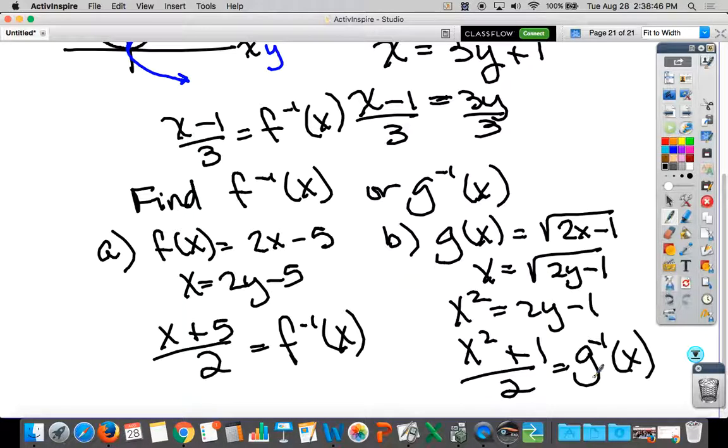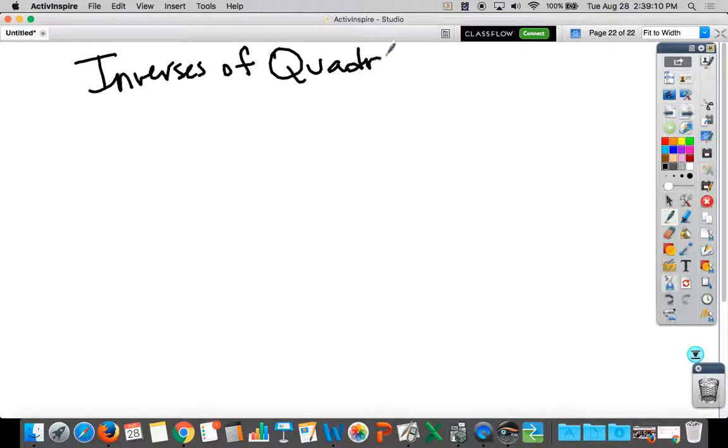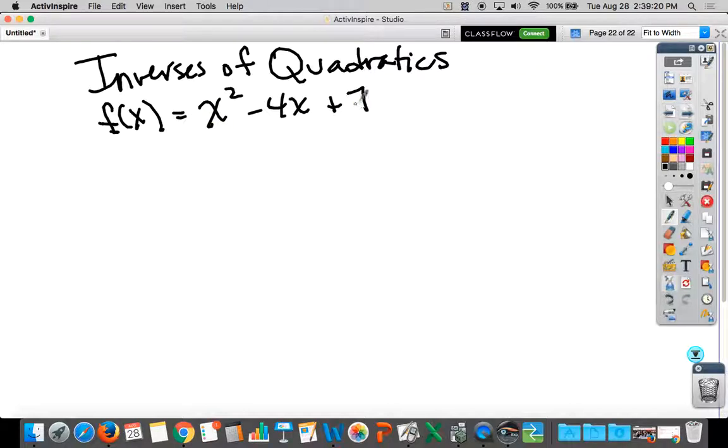Guys, you're going to have to get good at inverses of every type of function. Cubes, and I'm going to go over 2 of the most difficult types right now, 2 of the harder types. The first one being a quadratic. Now your book gives a couple of ways to doing it. This one's tough, so if you've got f of x equals x squared minus 4x plus 7.